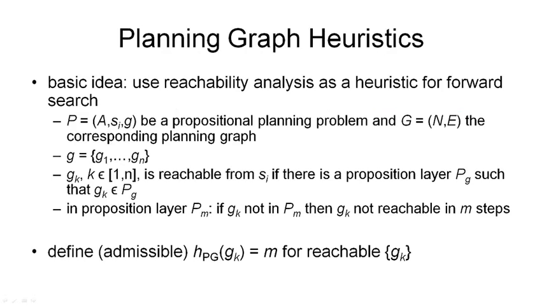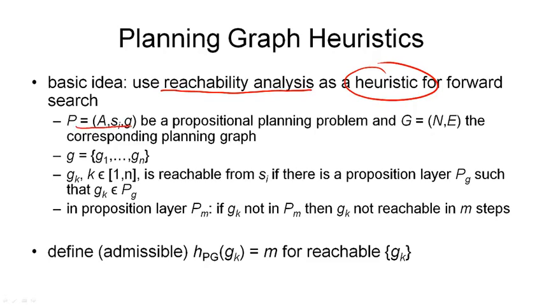Now, when I showed you the planning graph, I talked a lot about what this graph is doing, namely that it is doing a reachability analysis for our given goal from the initial state. And now I want to see whether we can use this reachability analysis to derive a heuristic that we can use during forward search. And the reachability analysis performed by GraphPlan and encoded in the planning graph looks as follows.